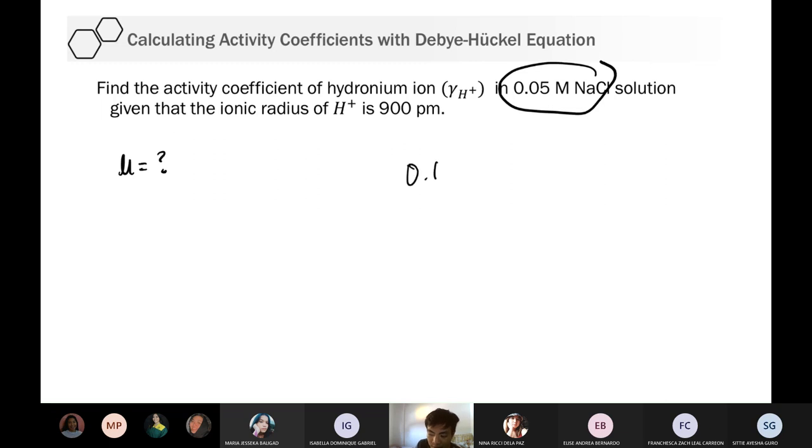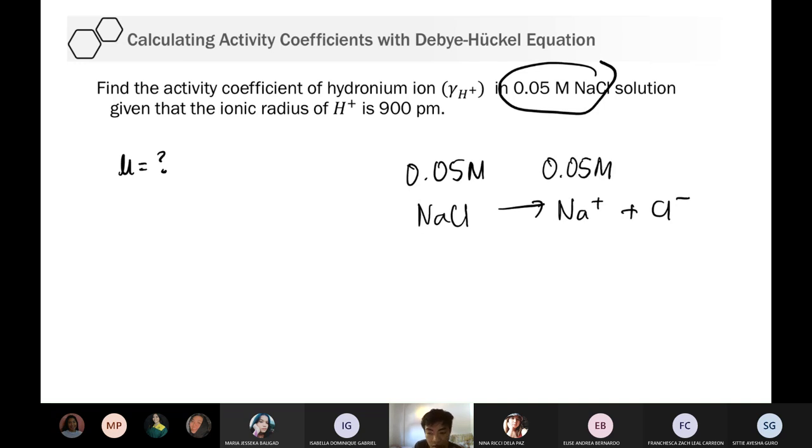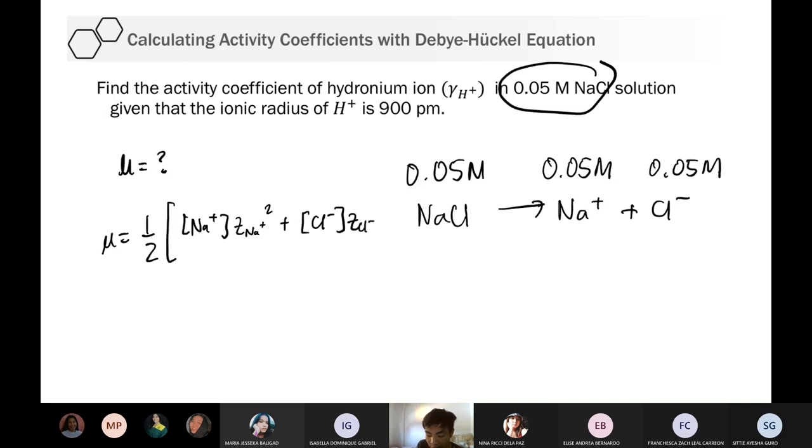Okay, so we have 0.05 molar NaCl. NaCl will dissociate into Na plus and Cl minus. So, ano molarity ng Na plus? Okay, 0.05 molar lang din. And for Cl, 0.05 molar lang din. Now, kunin mo na yung mu. Mu is 1/2 the molarity of sodium ion times its charge squared plus the molarity of chloride ion times its charge squared.